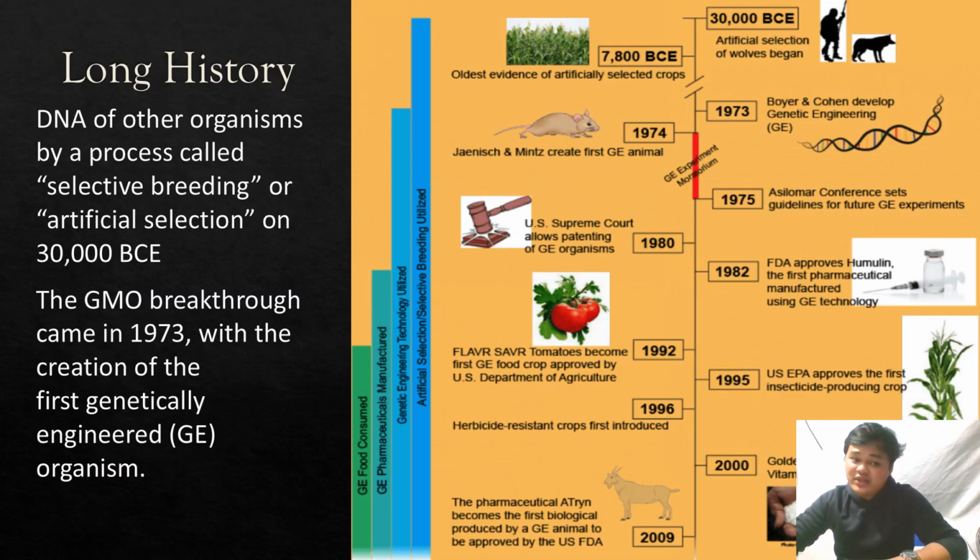Humans have a long history, from 3000 BCE, of modifying the DNA of other organisms through a process called selective breeding or artificial selection. The GMO breakthrough came in 1973 with the creation of the first genetically engineered organism. GMO controversies revolve around genetically engineered food, while some critics object to the use of this technology on religious or philosophical grounds. Most object on the basis of environment or health.